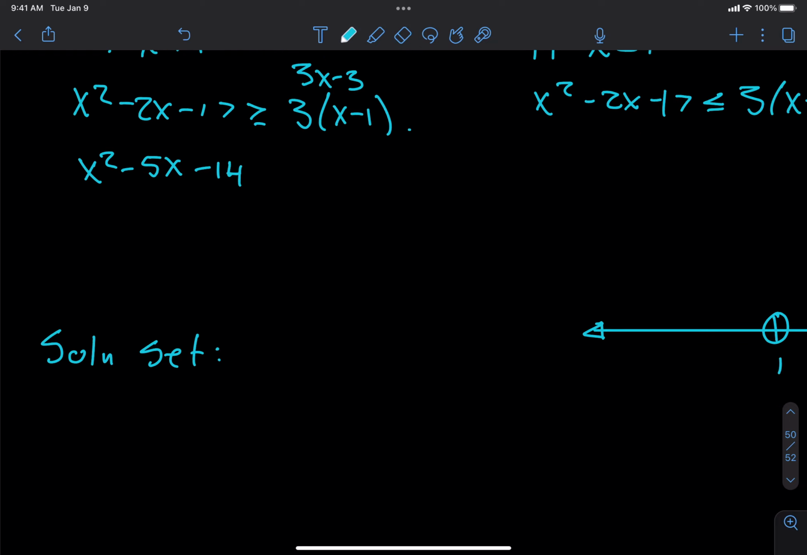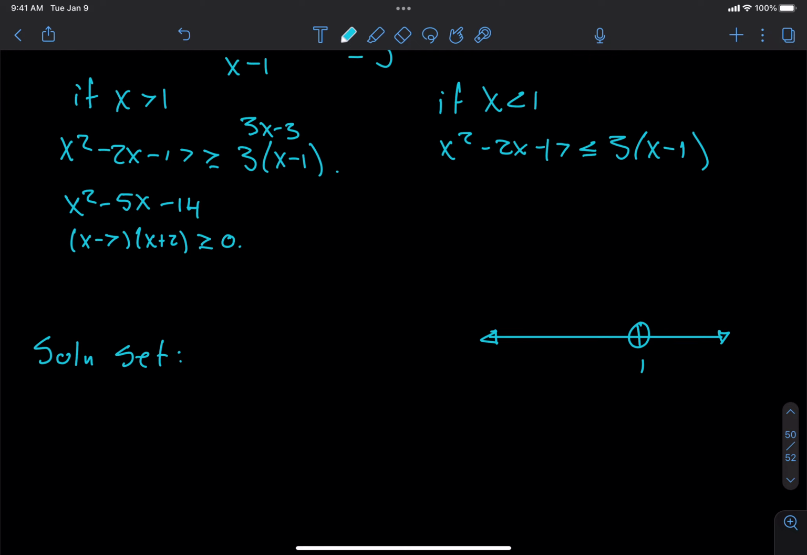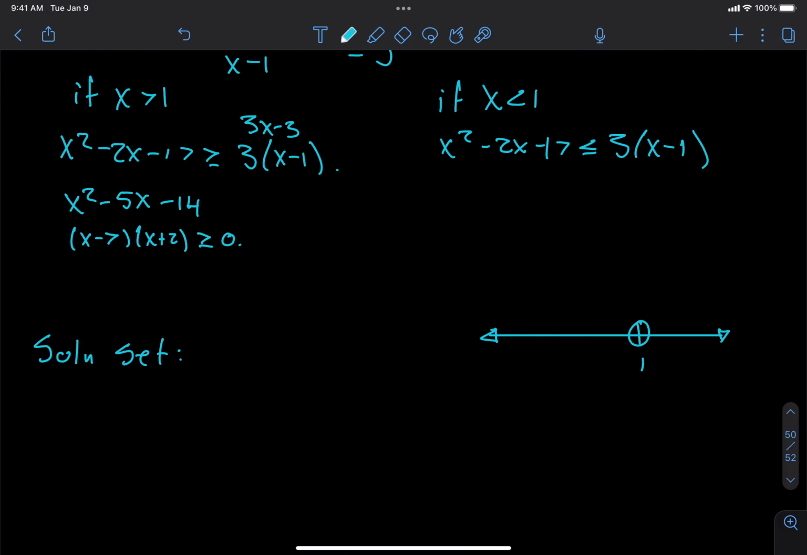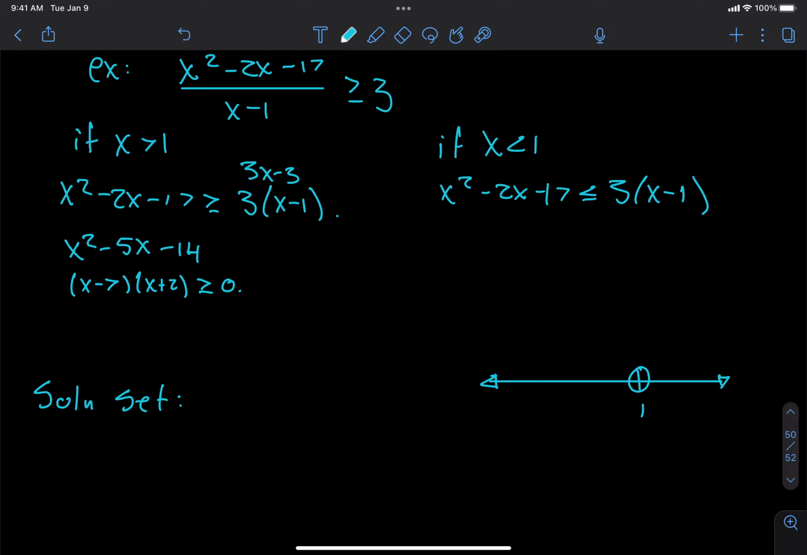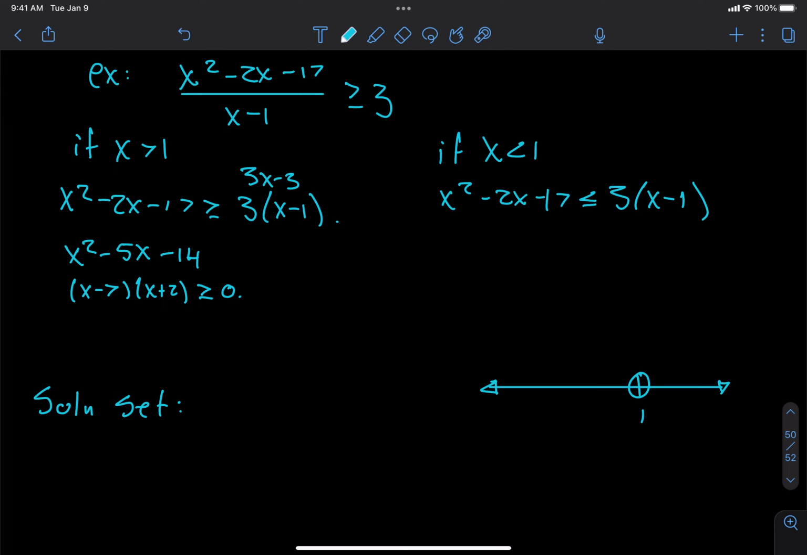All right, this problem's a mess. Sorry about that. So let's factor it as x minus 7 and x plus 2 is larger than or equal to 0. Okay, so now what am I going to do? Aha, now I remember why we don't need to worry about this other case.